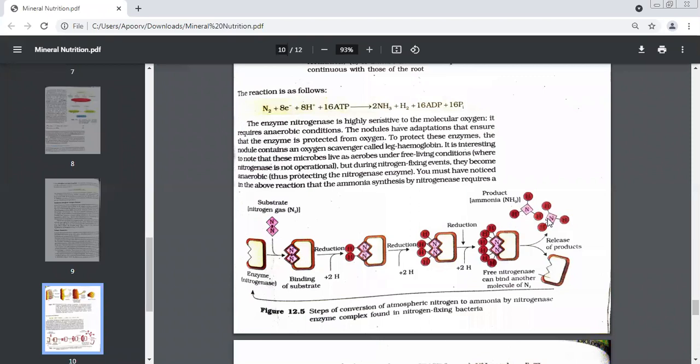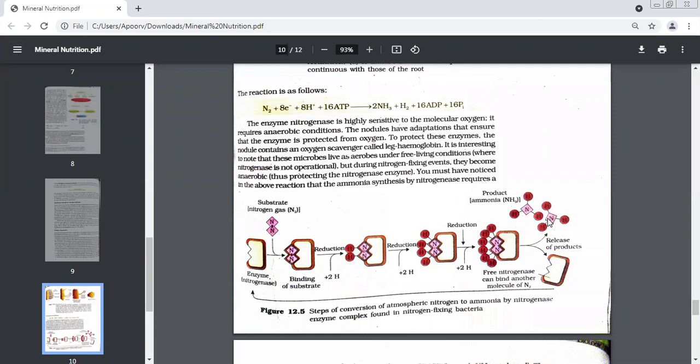The enzyme nitrogenase will work only under anaerobic conditions. So who has been given the responsibility? The nodule has given this responsibility to leg hemoglobin to ensure that the conditions are anaerobic. It will keep on consuming, keep on eating away all the oxygen which is present so that the conditions become anaerobic. Very good.